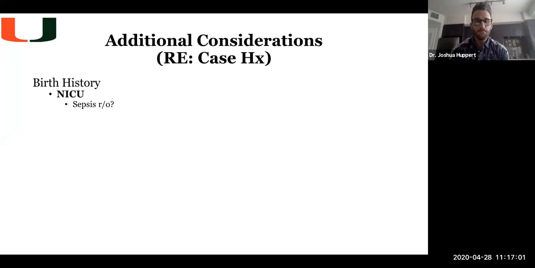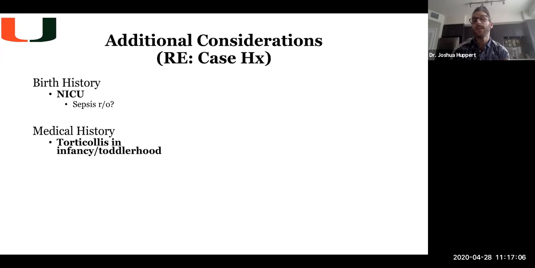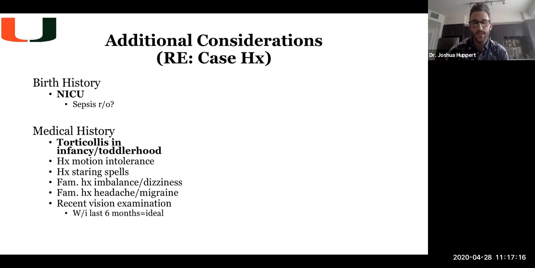Medical history, looking at things like torticollis in infancy or toddlerhood, again, that could be, per Brodsky's work, a precursor to becoming a migraineur later on. Other things, history of motion intolerance, that visual vestibular deficit there, staring spells, family history of imbalance or dizziness, recent vision examination.